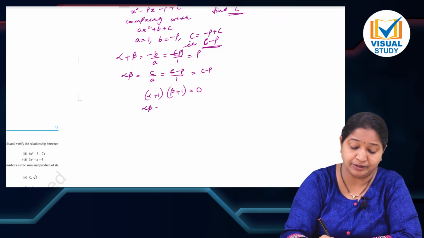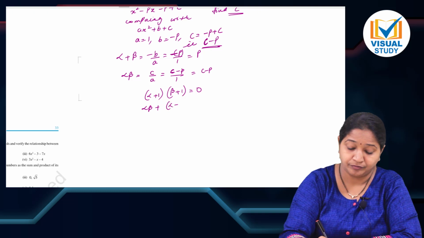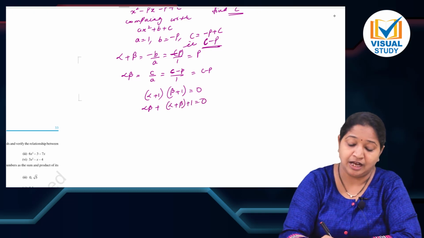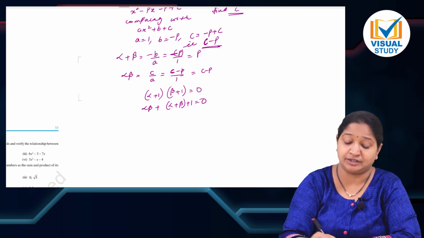That is alpha plus 1 into beta plus 1 equal to c. Alpha into beta, alpha beta. Alpha into 1 is alpha, then 1 into beta is beta, and 1 into 1 is 1. So I have written this.